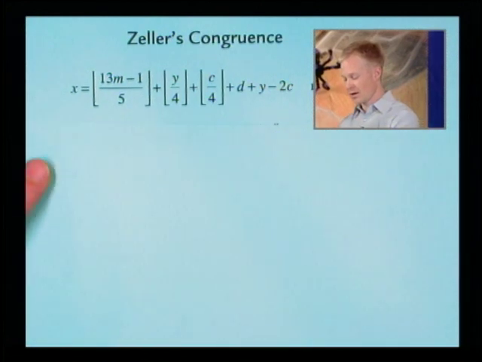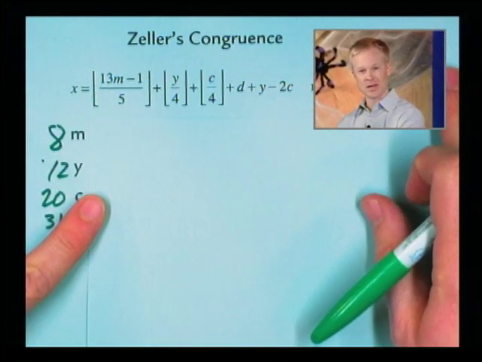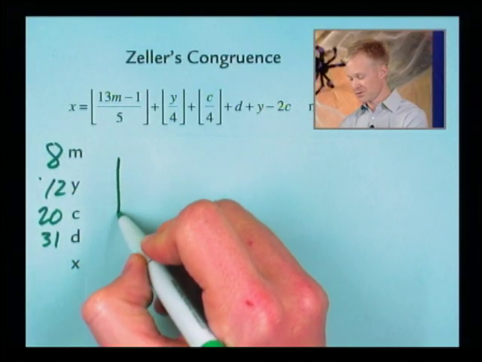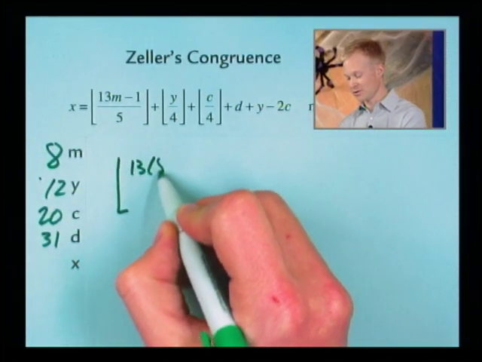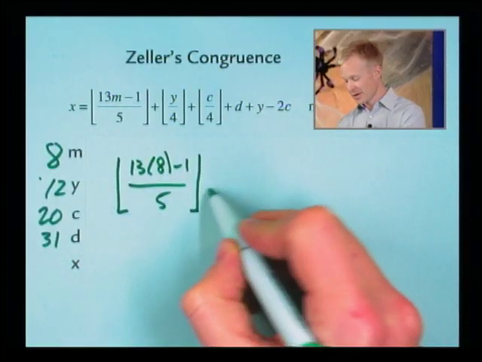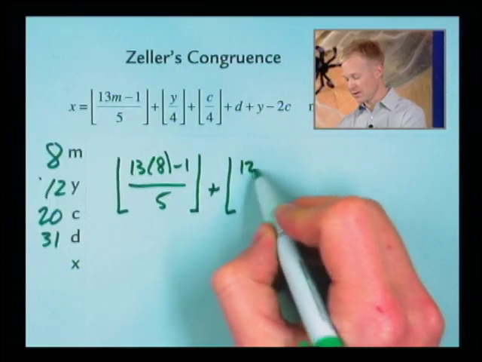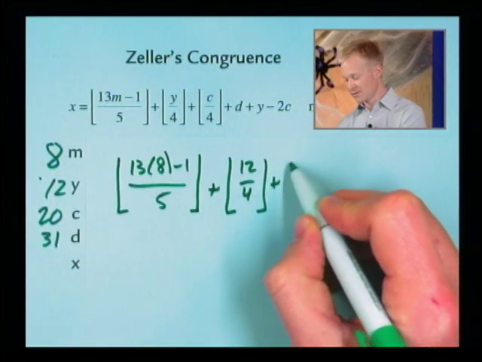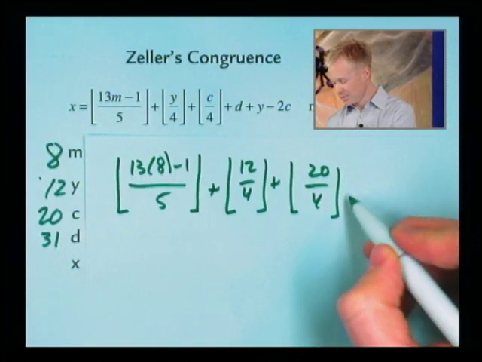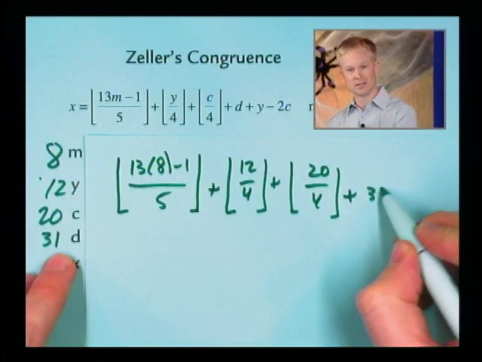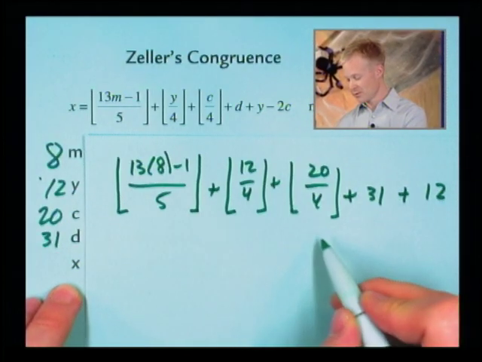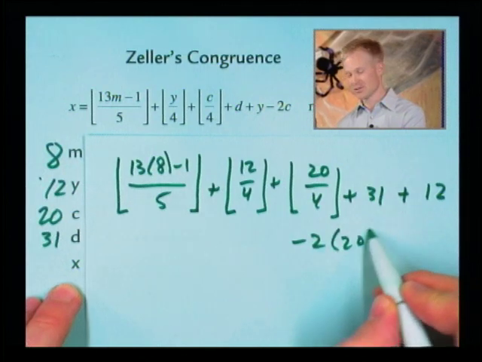So I'm going to go ahead and work out this crazy equation here. And there's some funny symbols in here. I'll explain what those mean. But first I'm just going to put in the numbers, okay? So the first thing we have is 13 times m, which is 8, minus 1 over 5. And I have these funny brackets around it. And then we have y over 4. Y was 12. And then we have c over 4. C was 20. All right, and then we have plus d, that was 31. And then we have plus y, that was 12. I'm almost out of room here. And then minus 2c, c was 20.